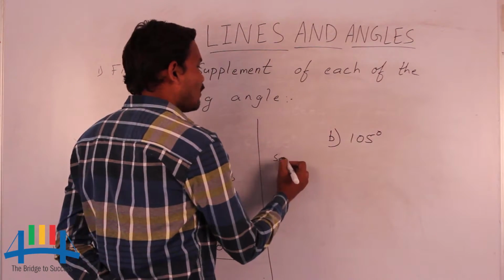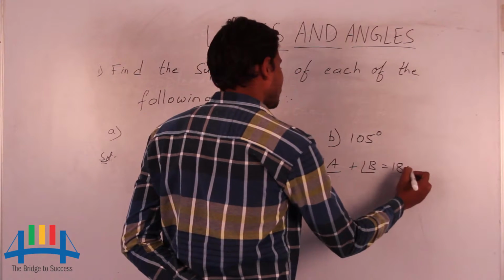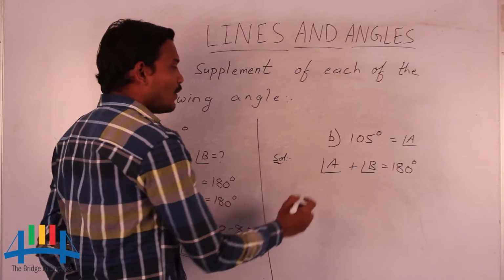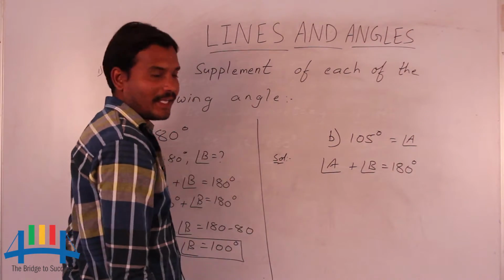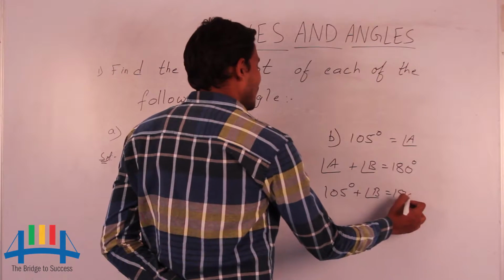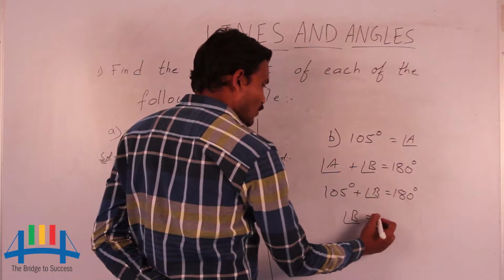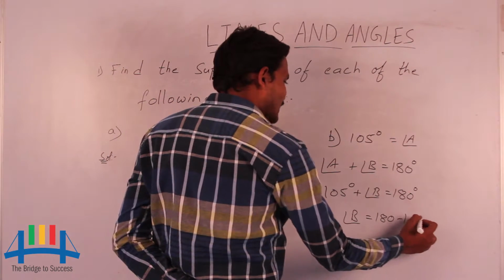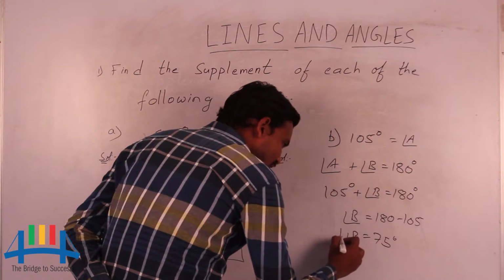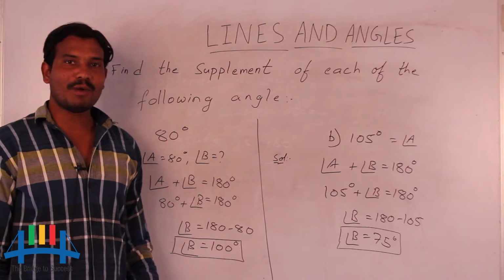So same, we know that the sum of two angles, angle A plus angle B, is nothing but 180 degrees. So let us consider 105 degrees as angle A. So in the place of angle A we should replace it with 105 degrees. So 105 degrees plus angle B is equal to 180 degrees. If I take 105 degrees to the RHS, it will become negative. That means angle B is equal to 180 minus 105. If I subtract 105 from 180, you will get 75 degrees. So 75 degrees is the supplement to 105 degrees. So this is the way we should find the supplement angles.